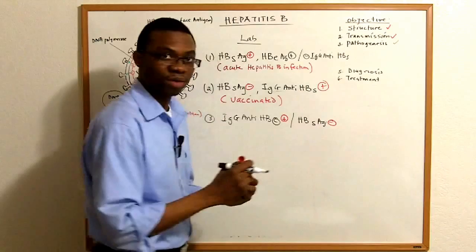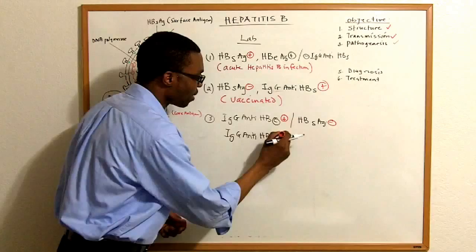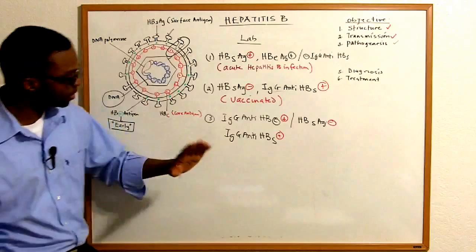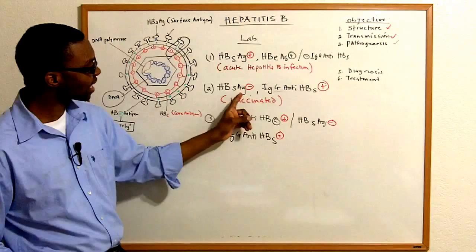Also, they have an IgG anti-hepatitis B surface antibody that came back positive. What do you think the patient had? Think about it. Let's see. They have a negative antigen. They also have a positive antibody against the surface antigen. Almost looks like the guy that was vaccinated, but something is interesting.